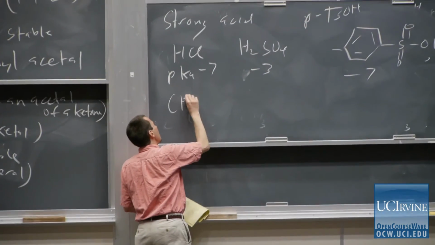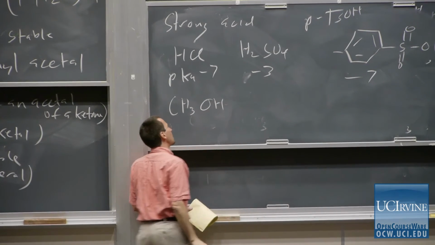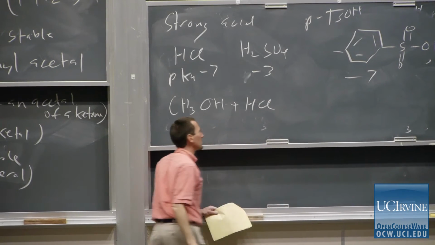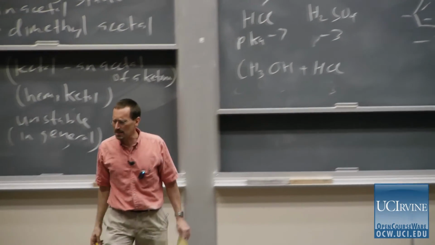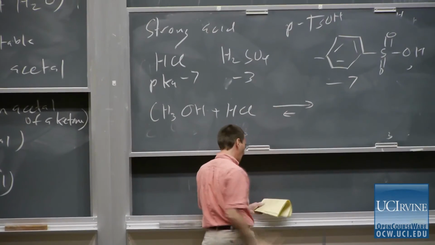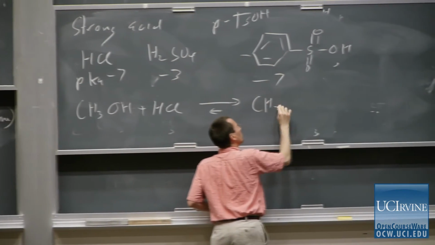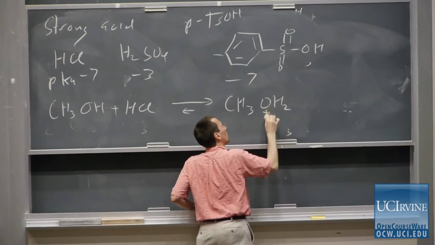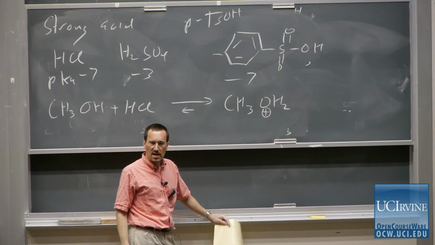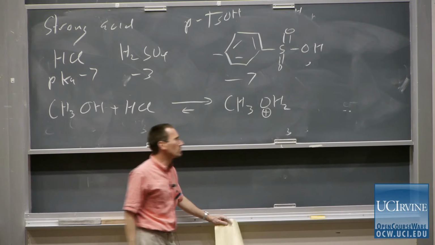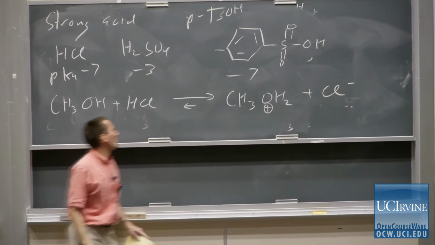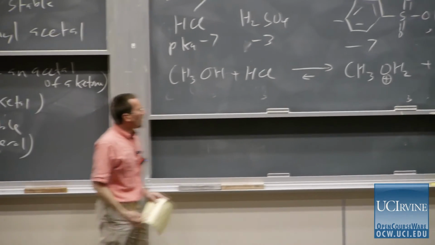So if we imagine for a moment, say, taking methanol and dissolving an acid like HCl or H2SO4 or tosic acid in it, you have an equilibrium, but that equilibrium is going to lie way to the right. You're going to protonate your methanol. Protonated methanol is the strongest acidic species that can exist in methanol, and of course you'll have chloride. This equilibrium lies to the right.